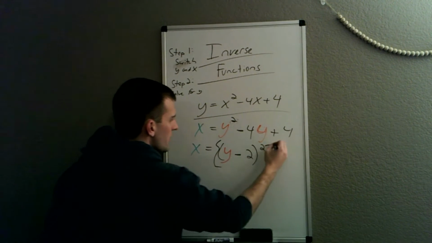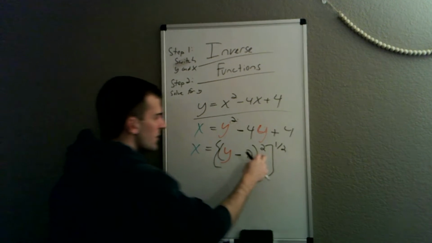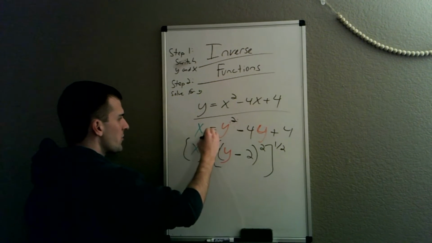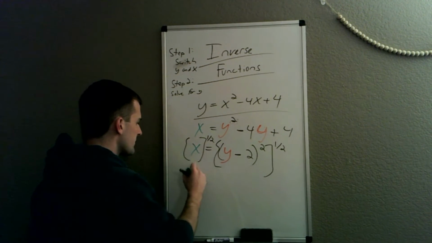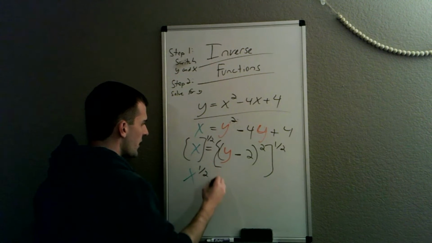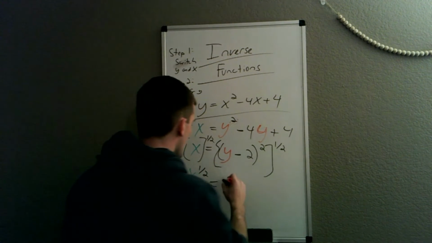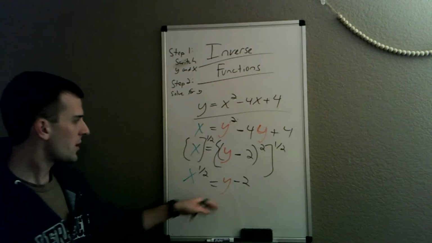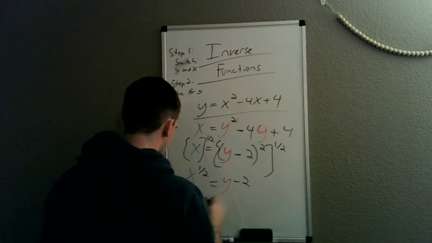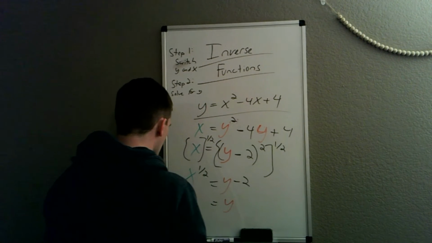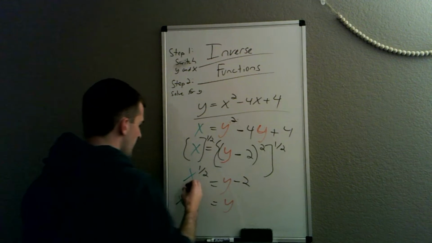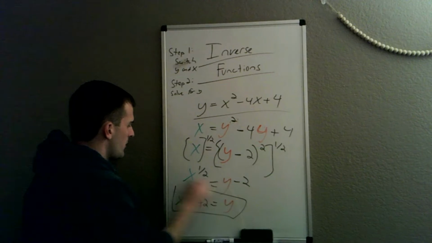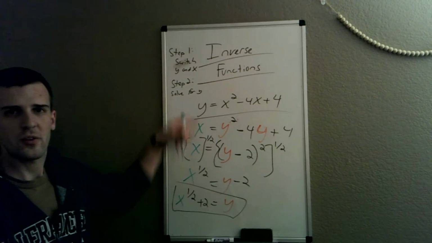So on the right-hand side, we're going to raise this to the power of 1/2 to get rid of the square term. And whatever we do on the right-hand side, we have to do on the left-hand side. And we're left with x to the 1/2 equals y minus 2. And with one more step, we have y by itself. So last step, y equals x to the 1/2 plus 2. And that is the inverse of this polynomial.